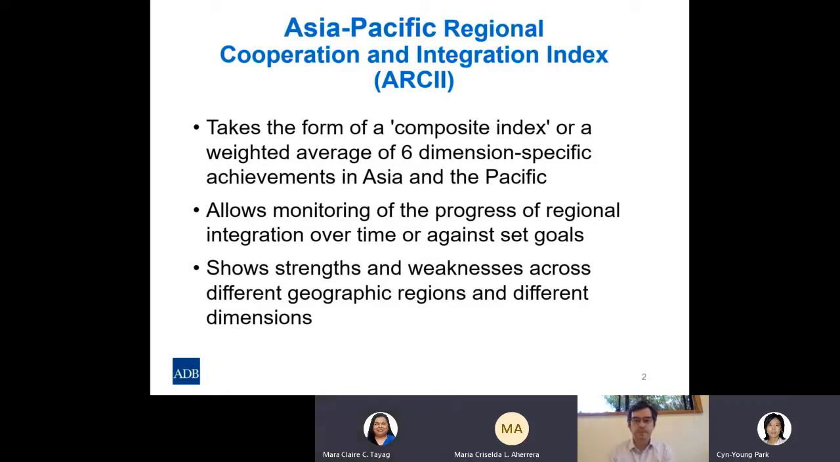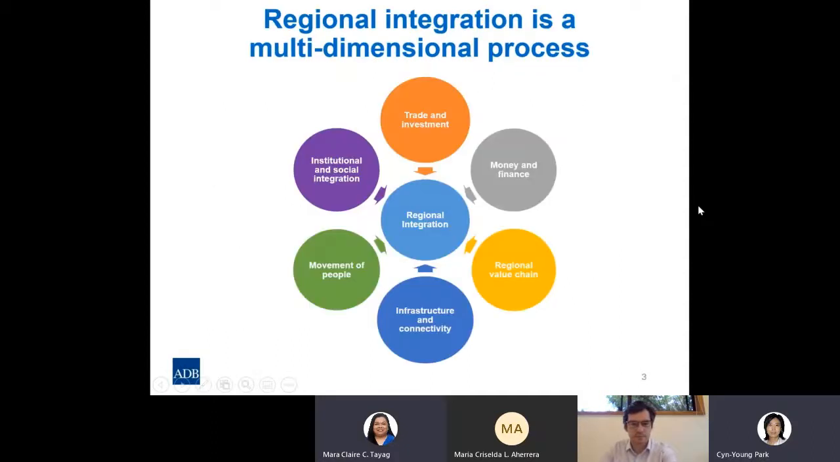We developed this index to take the form of a composite index, which is a weighted average of 6 dimension-specific achievements in Asia and the Pacific. The ARCII helps us monitor the progress of regional integration in these 6 dimensions over time or against set goals. This also helps us identify strengths and weaknesses across different geographic regions and different dimensions.